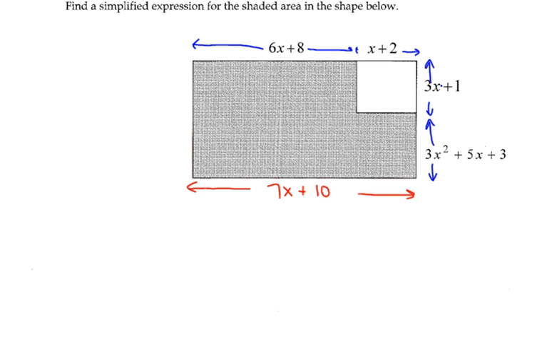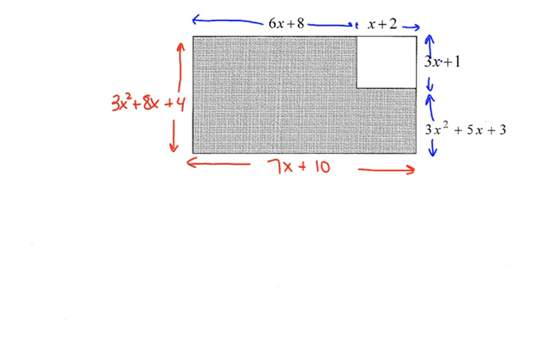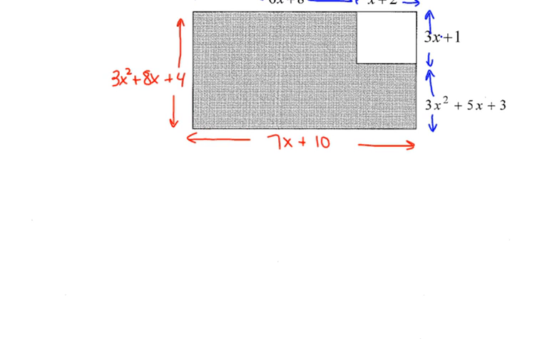Okay, how about this side? How do we get that? Same way, we're going to add these two together. So collecting like terms is how we add. 3x squared, 8x plus 4. Good. Okay, so for the area of our large shape, we're going to do the area of the large first, and then we'll find the area of the white box, and then we're going to subtract them. Okay, so how do we do the area of the large?